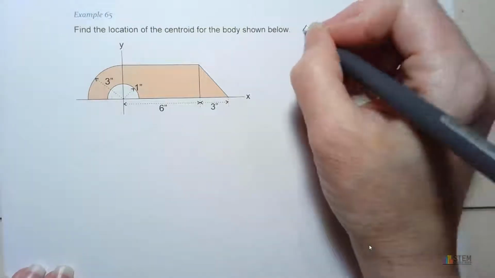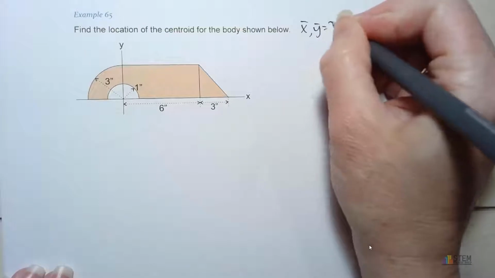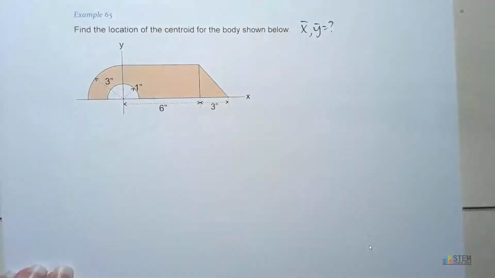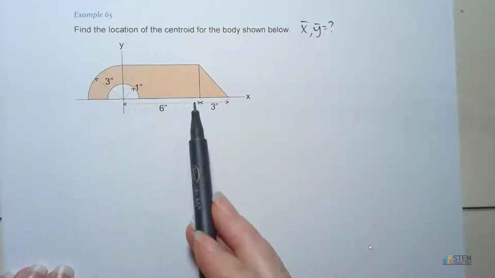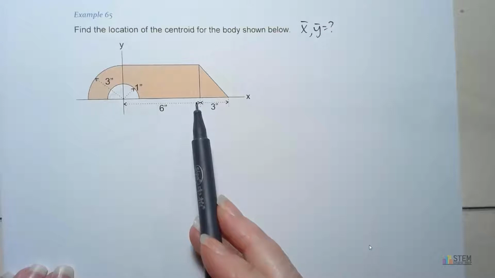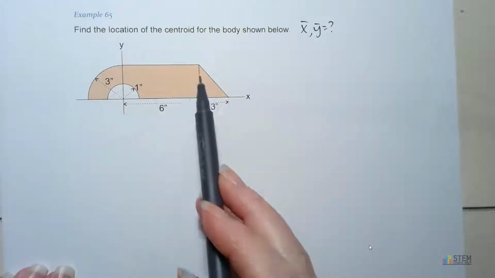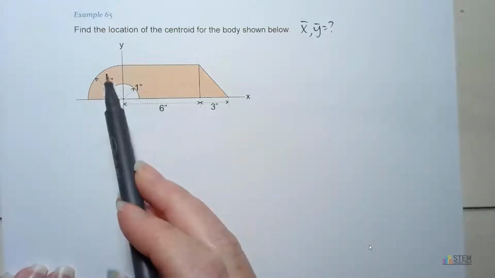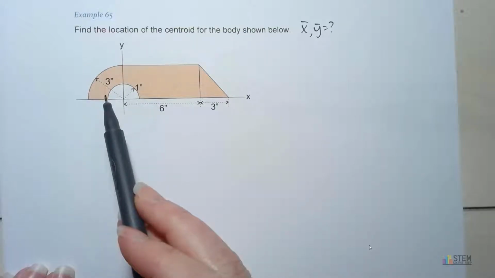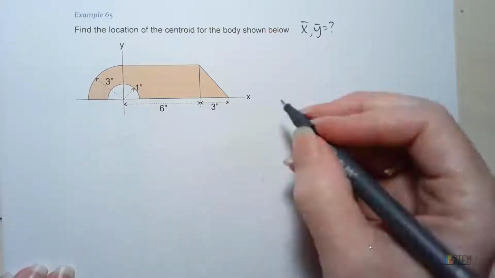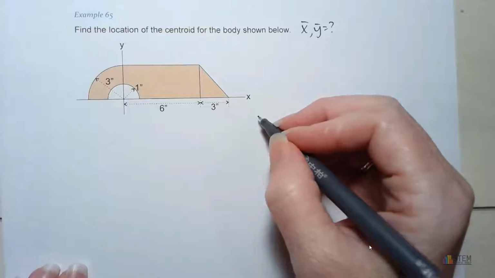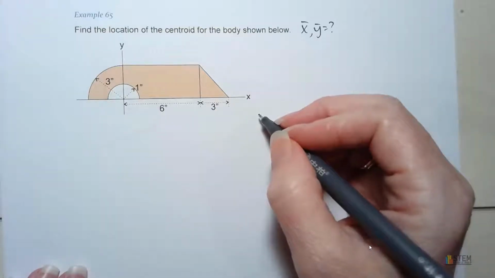And what we want to do is find X bar and Y bar, because remember, those two things tell you where your centroid is located. Now looking at this, you can obviously pull out some pretty simple shapes. We've got a triangle here, a rectangular shape, and a quarter circle. So let's start by pulling out the different shapes.